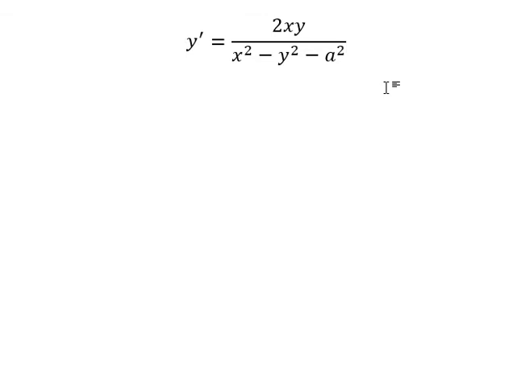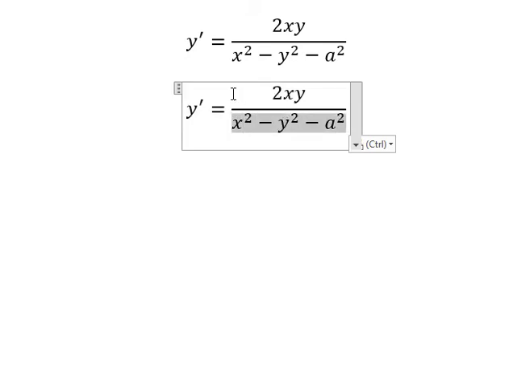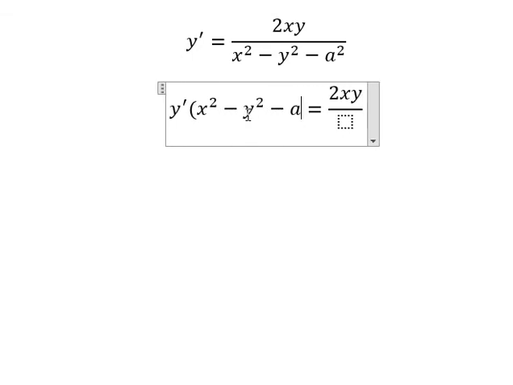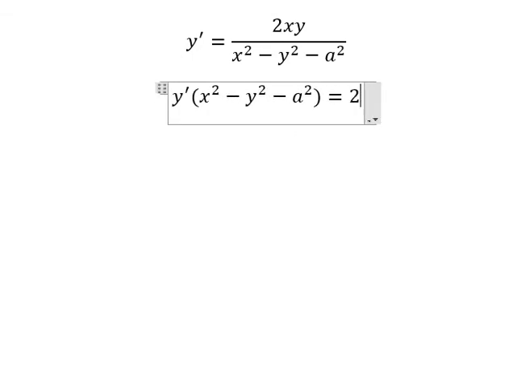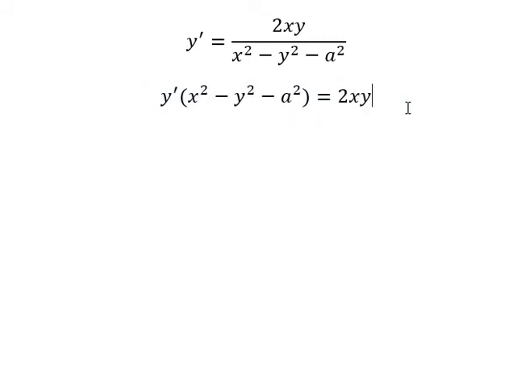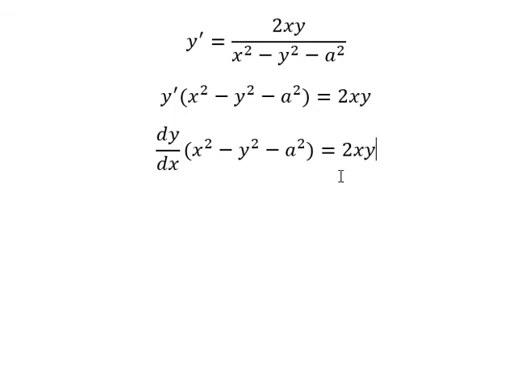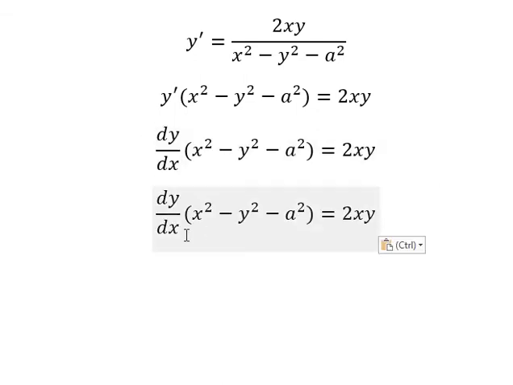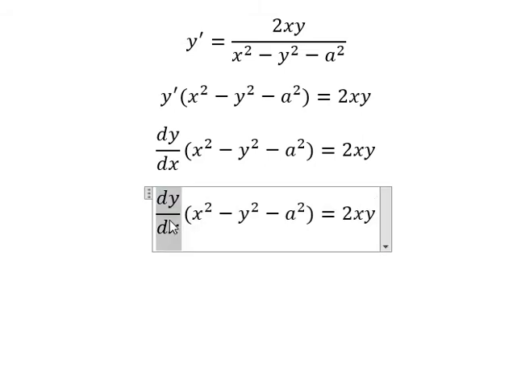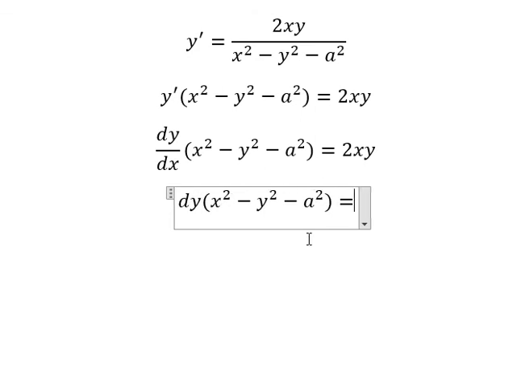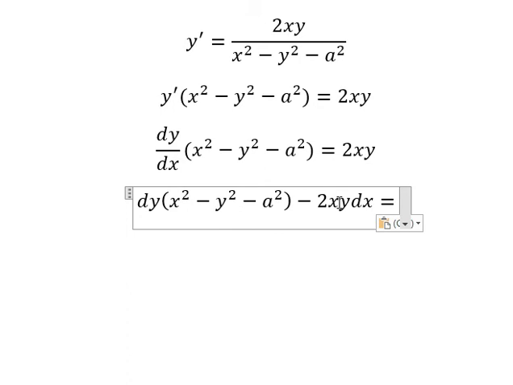So now I want to show you how to answer. So I will put this one go to the left. Next, this one I will change by dy over dx. Next, we multiply both sides by dx, and then I will put this one go to the left, and we have the negative sign here.